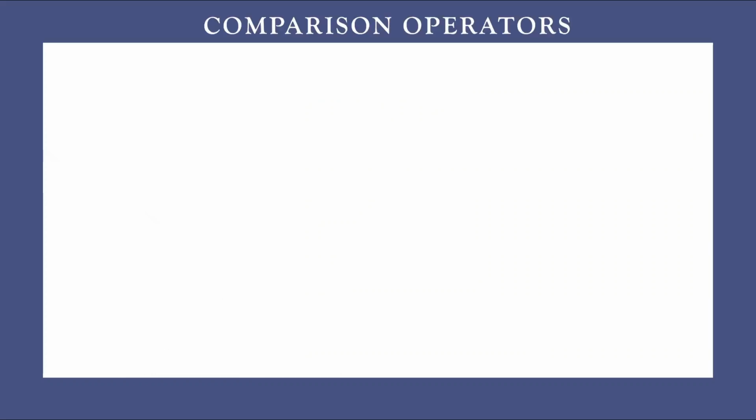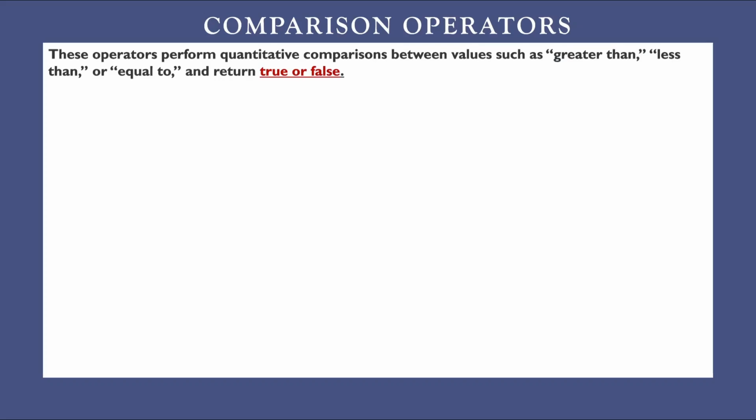First we'll start with the comparison operator. As the name suggests, comparison operators help us in comparing the values of two operands. These comparison operators are also called relational operators. The value after this operation is performed can be either true or false.